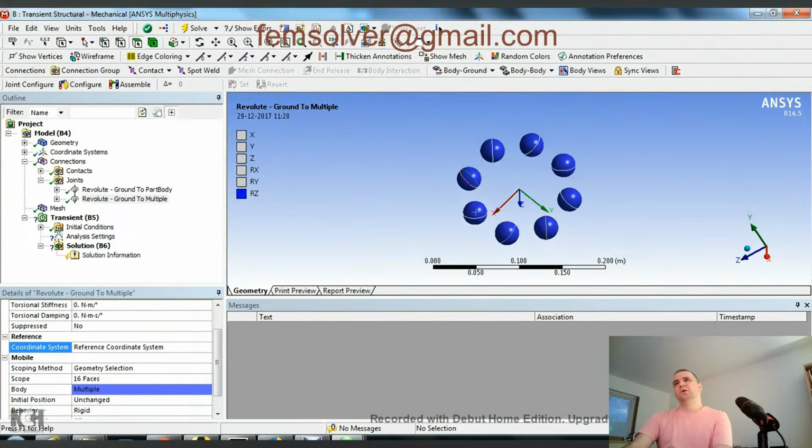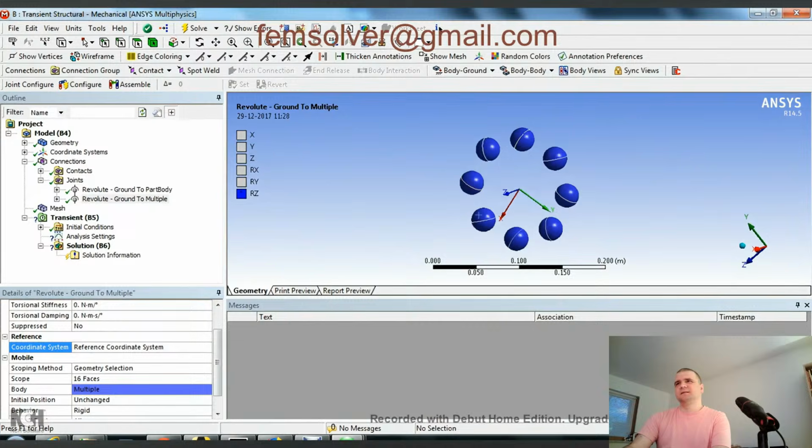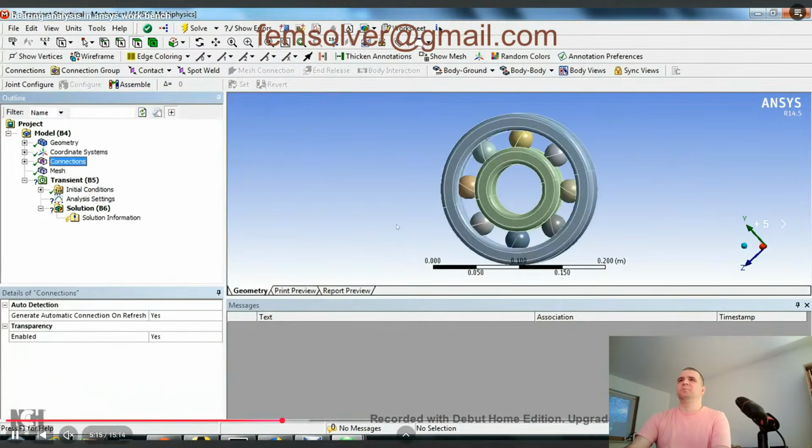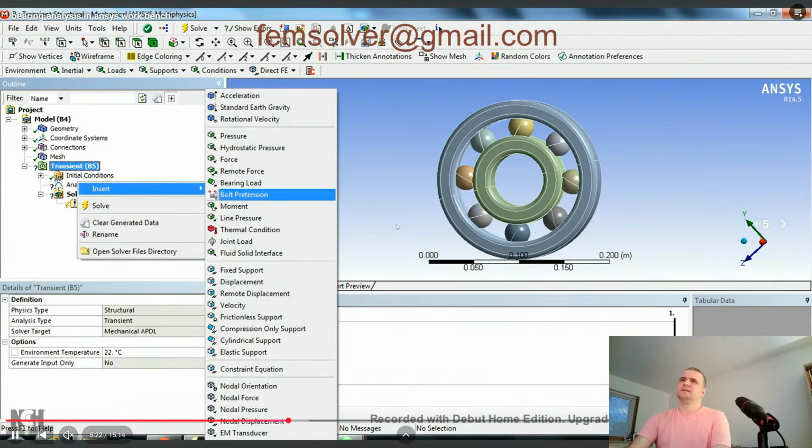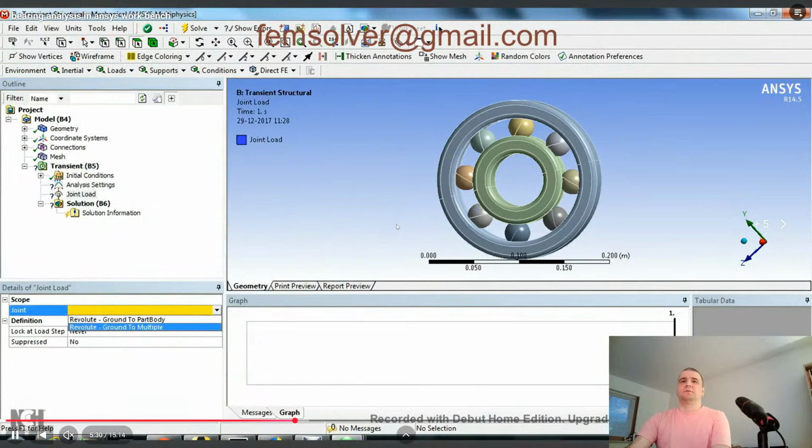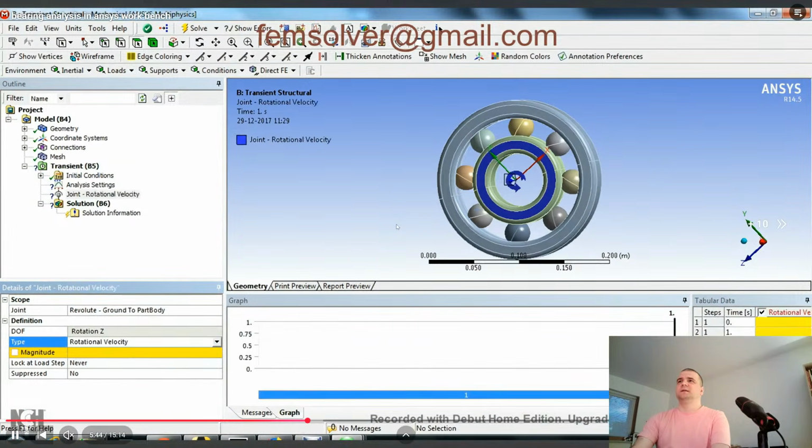Yes. We kind of have something. Yes, it could be. Joint load. Ground to part body. So this is this one. Rotational velocity in transient. It looks correct at this moment, because transient is time agnostic, so time is proper, and he will apply rotational velocity, which I cannot use in static.